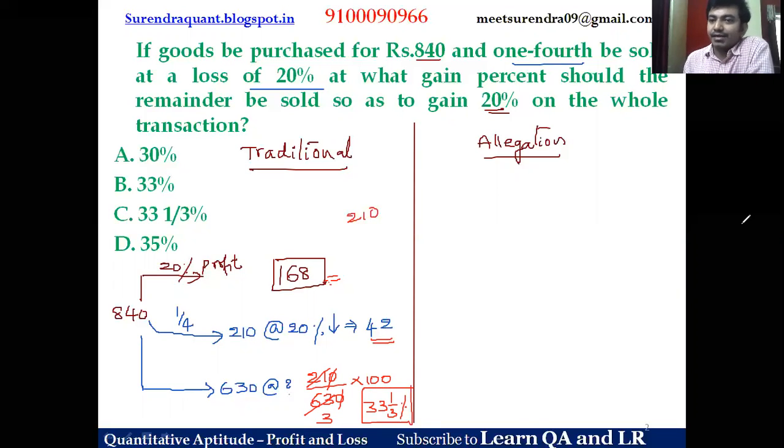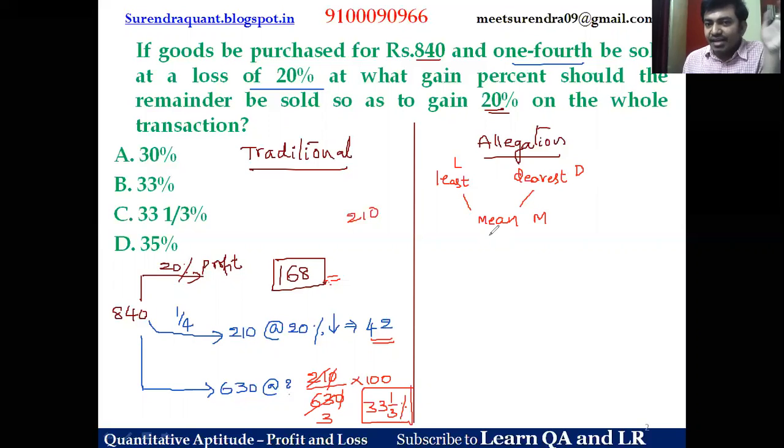There is another method called alligation. While applying alligation, we'll take 3 variables. One is the least value on the left top, the dearest value on the right top, and the mean value in the middle. Let us take least as L, dearest as D, and mean as M. In one of the other videos, you can find the alligation topic in detail. This is for the sake of solving this question.